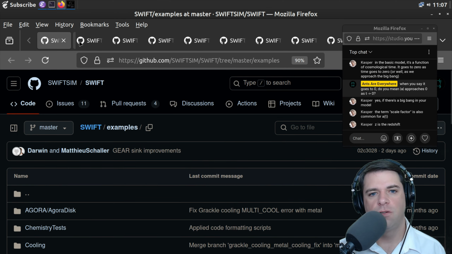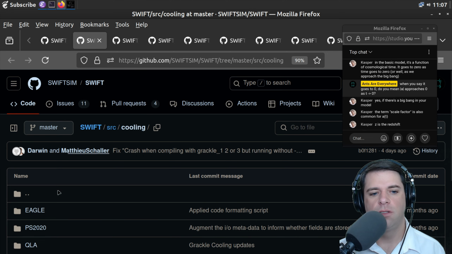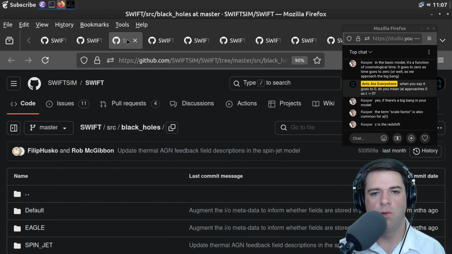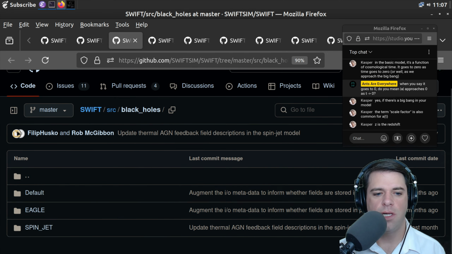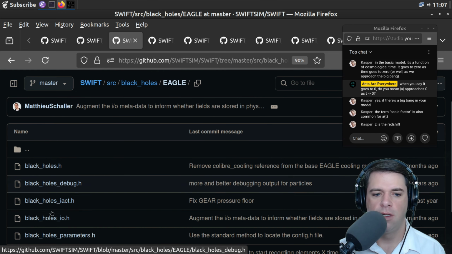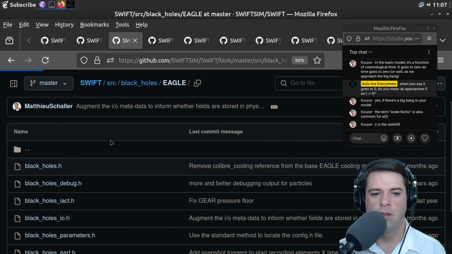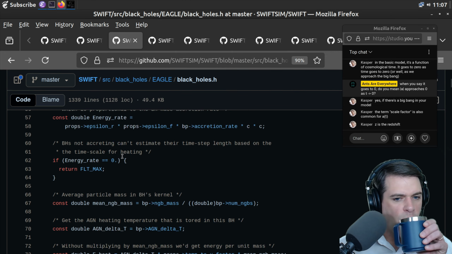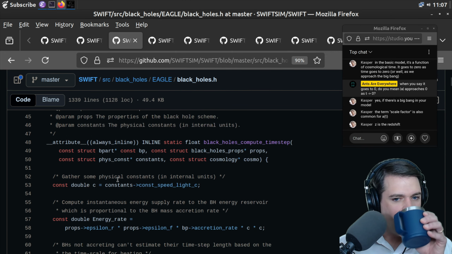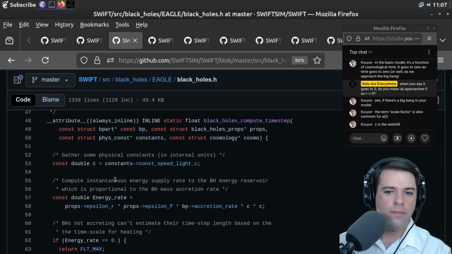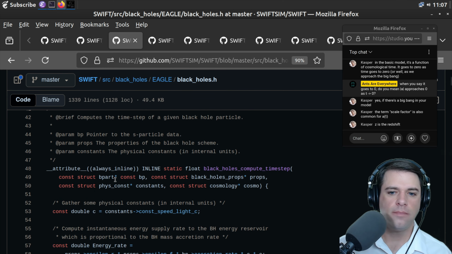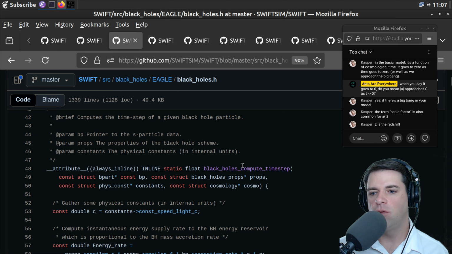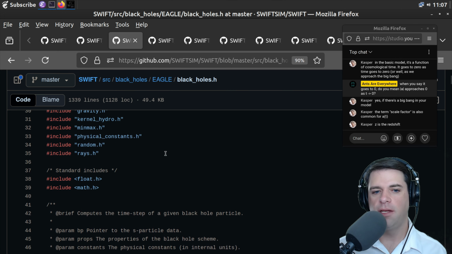Okay, so should we go to examples or let's see. We have examples, cooling, black holes, eagle. I don't know what eagle is. Let's just check one of these headers at random. This is some inline function. Black holes compute time step. So this is probably the main time step computation.